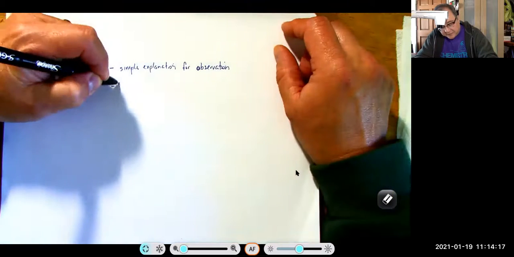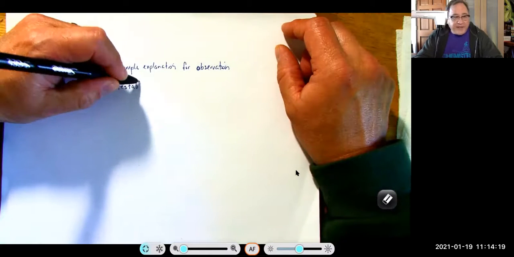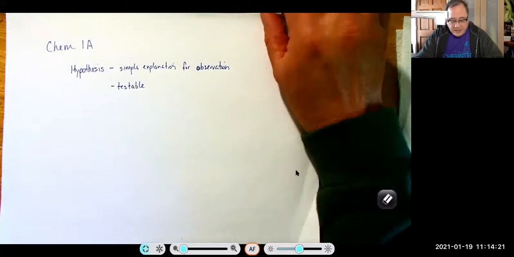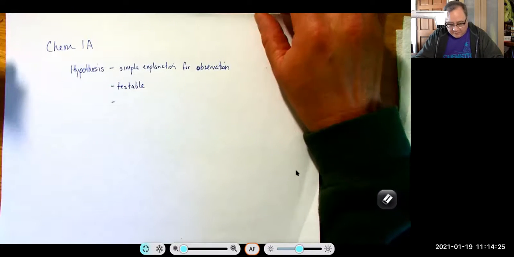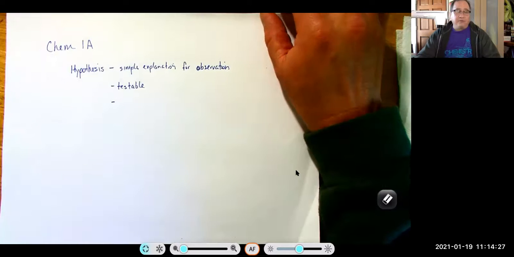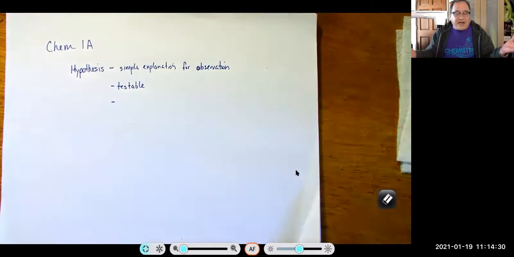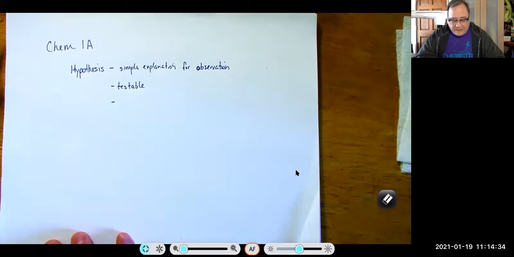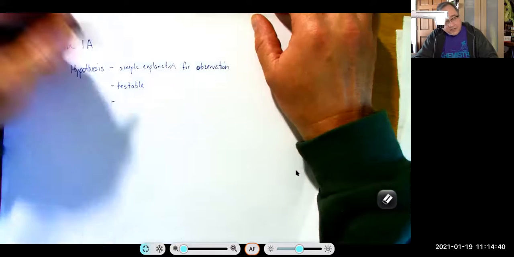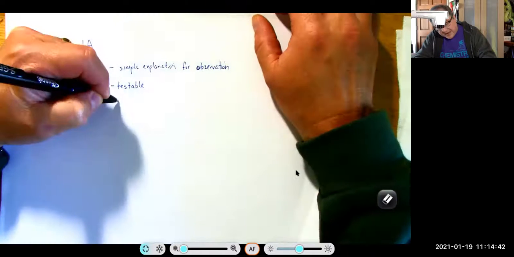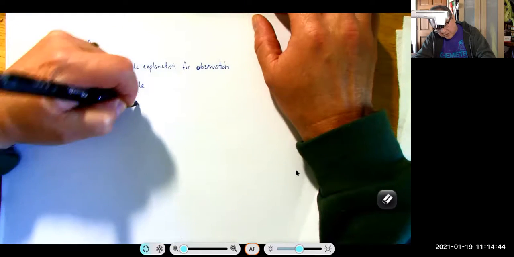It's got to be testable. If you can't test it, it's not a hypothesis. That's why scientists don't deal with the realm of God. Oh, it's there because God made it. Well, you can't test that. So it's not scientific. I'm not saying it doesn't have merit. I'm just saying it's not science. It's got to be testable. It must also be, it can be proven to be wrong.